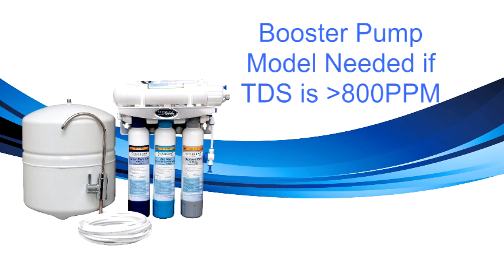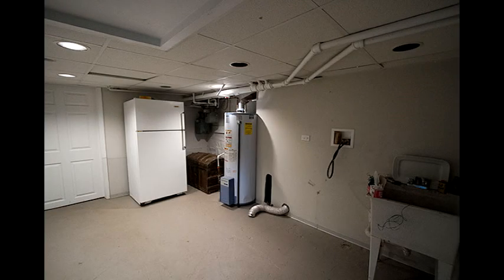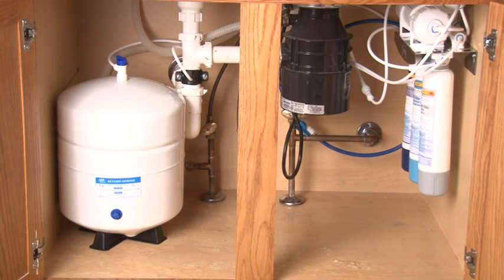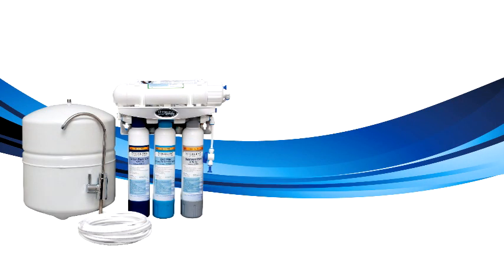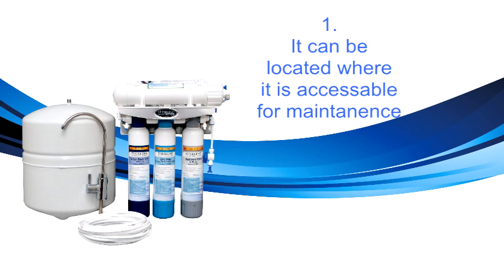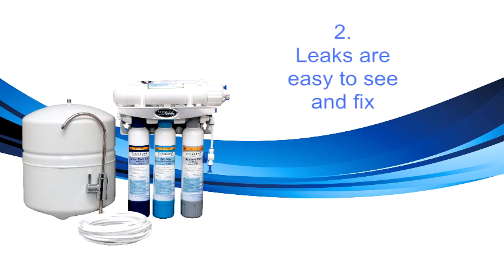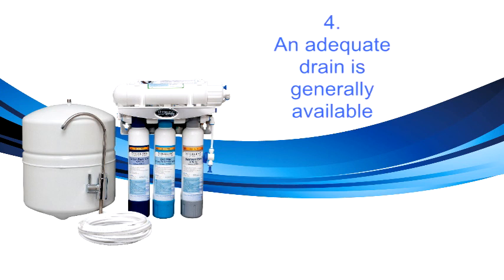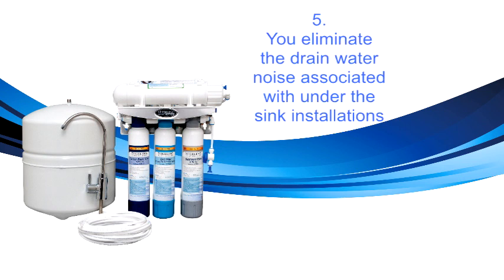The ideal location for the QCRO is in a basement. If a more practical location is not available, the QCRO can be placed under the sink, but this is not ideal. A basement or utility room installation offers the following advantages. Number 1, it can be located where it's accessible for maintenance. Number 2, leaks are easy to see and fix. Number 3, should a leak develop, there's less of a chance for substantial damage. Number 4, an adequate drain is generally available. And number 5, you eliminate the drain water noise associated with under-the-sink installations.